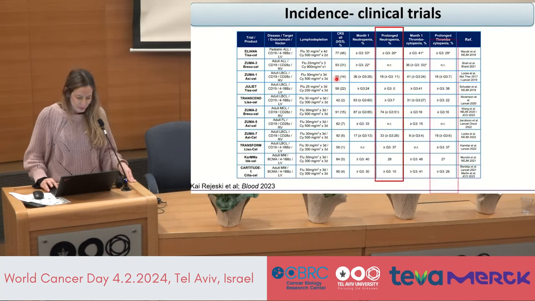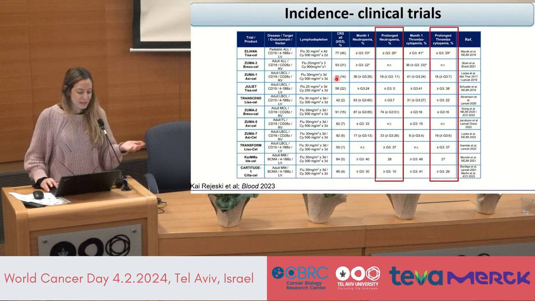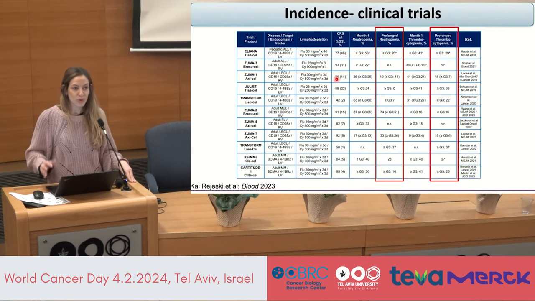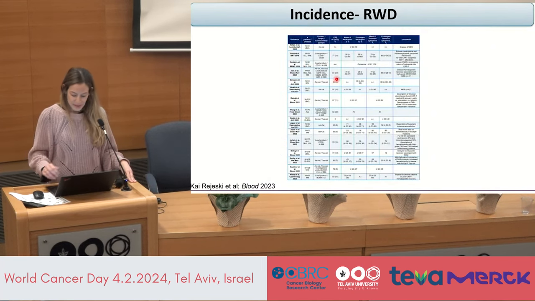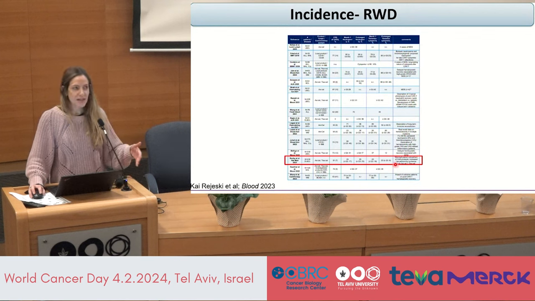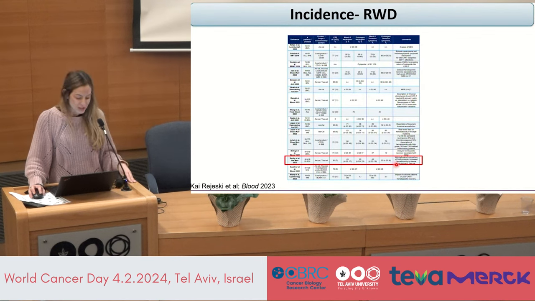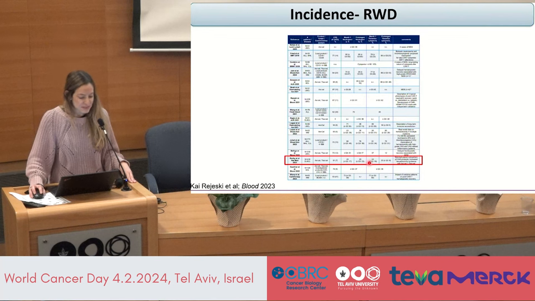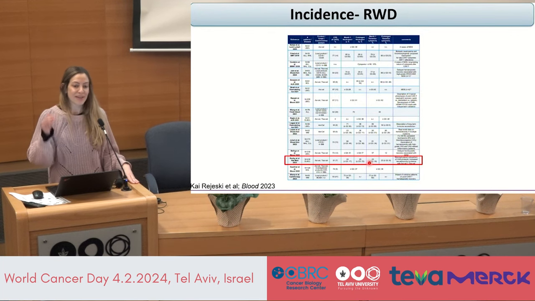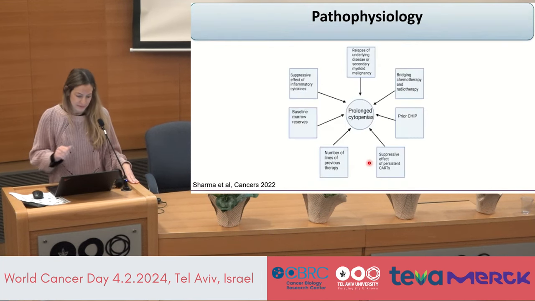I just want to point out that in the clinical trials, they have described about 20 to 50% high-grade prolonged cytopenia. And when we look at the real-world data, just pointing out this study, that is a very big study done on almost 500 patients, we can see here that this phenomenon is seen outside of the clinical trials in about 20 to 30% of the patients as severe grade.